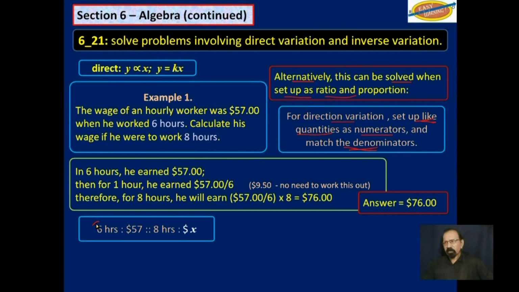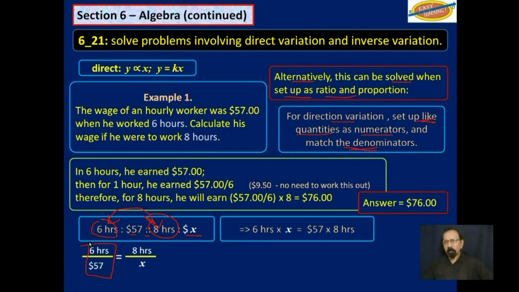So 6 hours is to $57 as 8 hours is to how many dollars? Notice this 6 and this 8 will appear as numerators. So you get 6 over 57 is equal to 8 over x. You could turn this around, it doesn't really matter. The hours could be as denominators, and then you match the 6 with the 57.